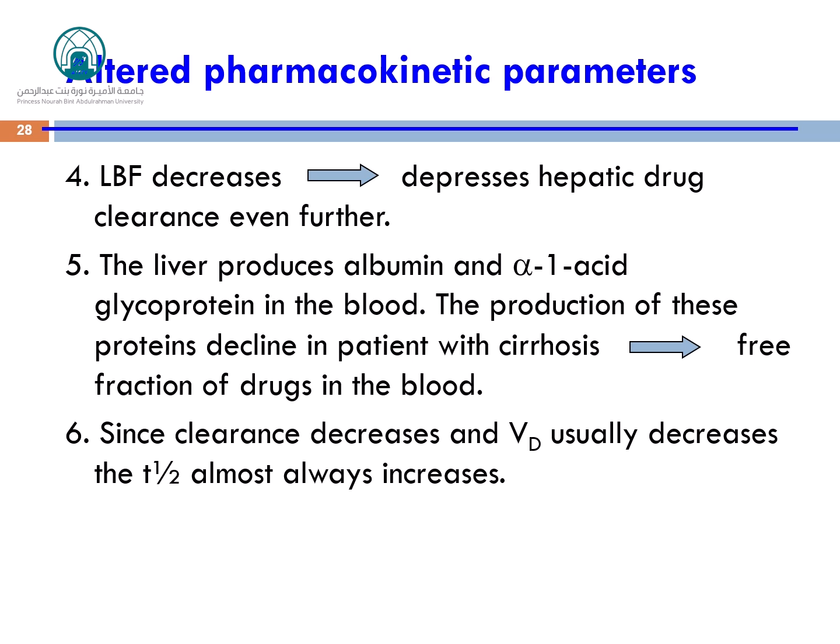The liver produces albumin and alpha-1 acid glycoproteins in the blood. The production of these proteins, albumin and alpha-1 acid glycoprotein, will decline in patients with cirrhosis. Usually it is decreased, so more free fraction of the drug will be available in the blood. So the bioavailability is increased due to a lot of reasons.